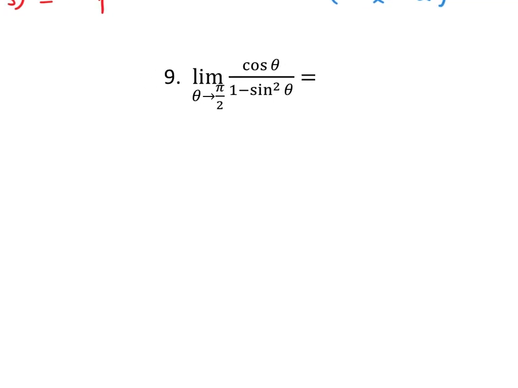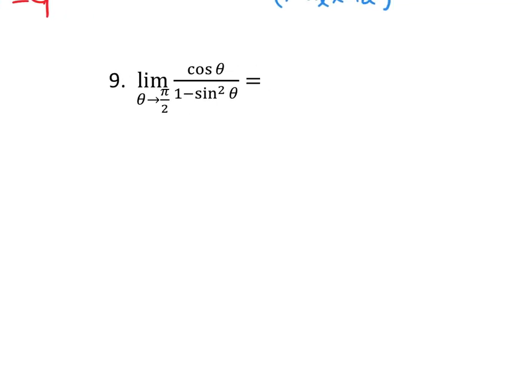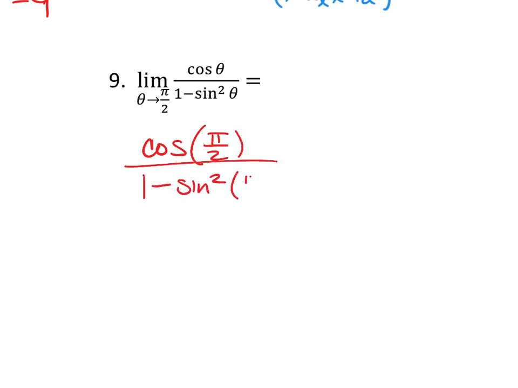Last one on this side. Our favorite. Let's add some trig into it. What do we do first when we're finding a limit? Plug it in. So we'd have cosine of pi over 2 over 1 minus sine squared of pi over 2. You have your formula charts. What is the cosine of pi over 2? 0. What is sine of pi over 2? 1. Now I'm squaring that 1 because it's sine squared.